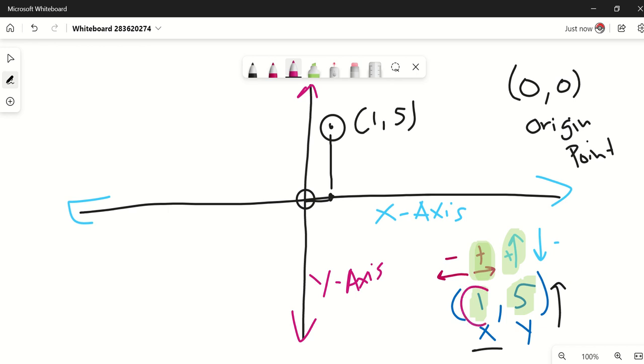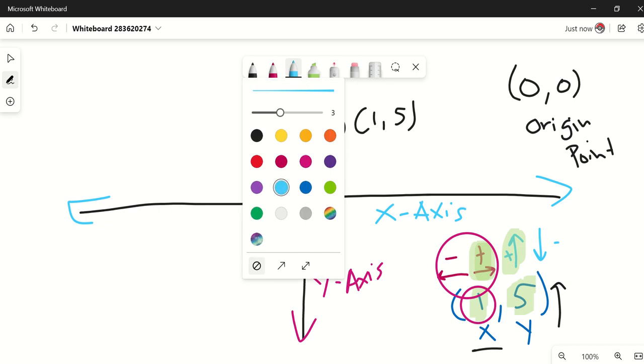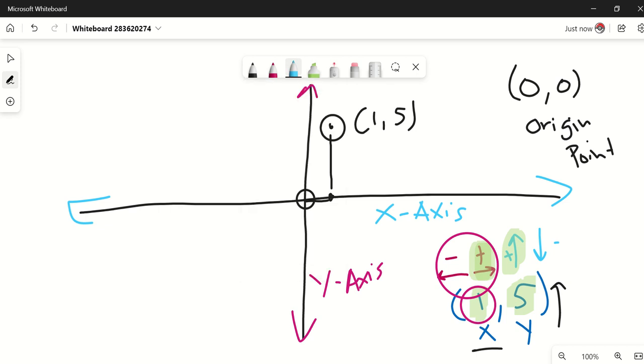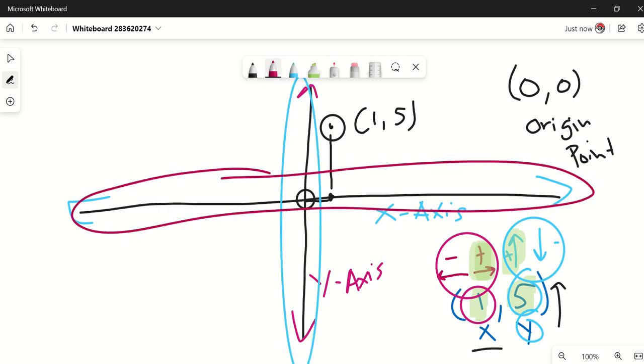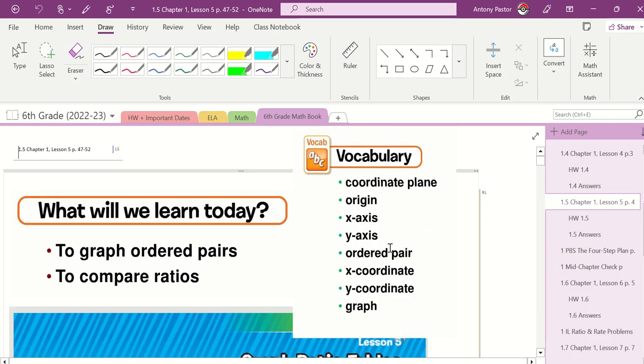The line that goes up and down is known as your y-axis. Notice that the very first point is x, in alphabetical order, x then y. So x will tell you to go left and right. And then y is your second point, and that will tell you to go up or down, which is why y is up or down, and x is left and right. So those are the two lines that make up the coordinate plane, the x and y axis.